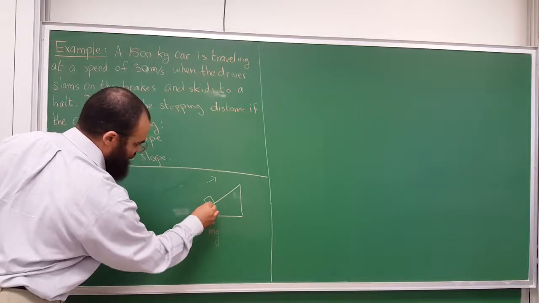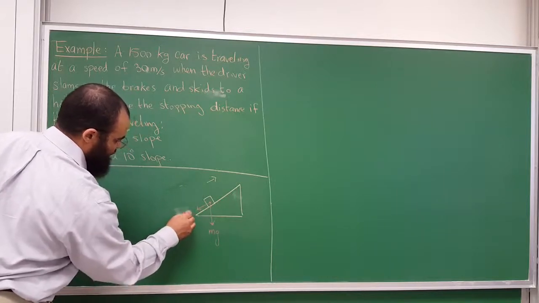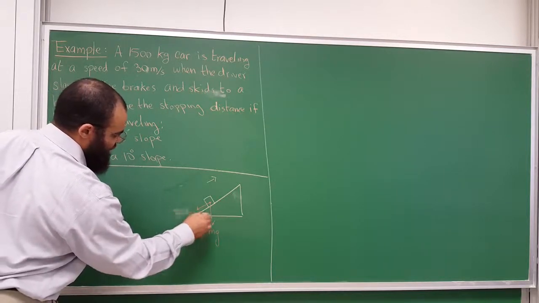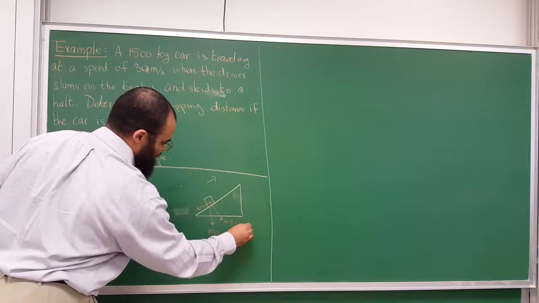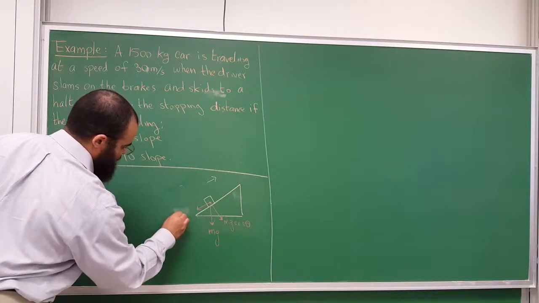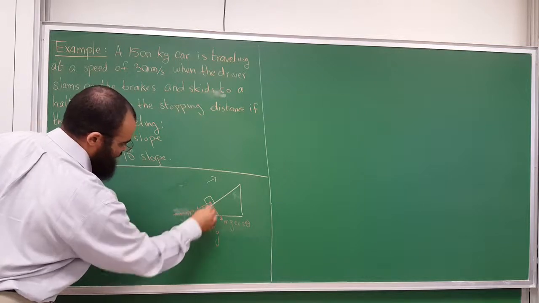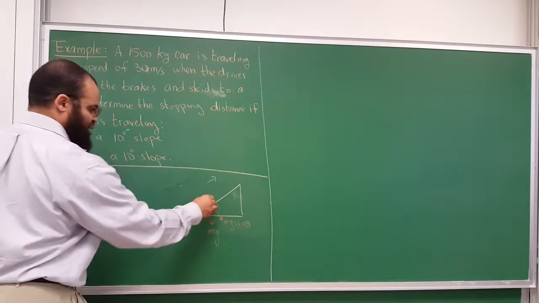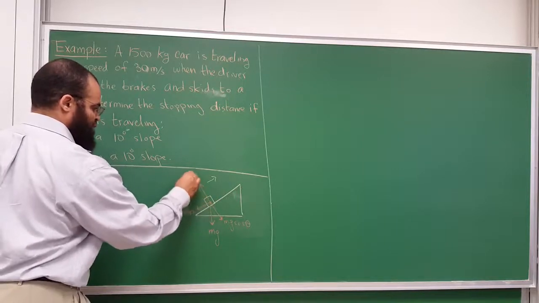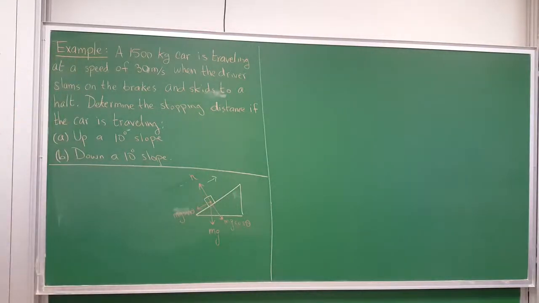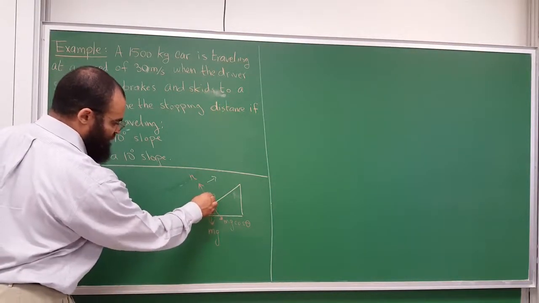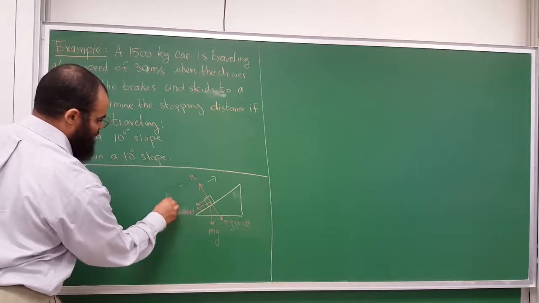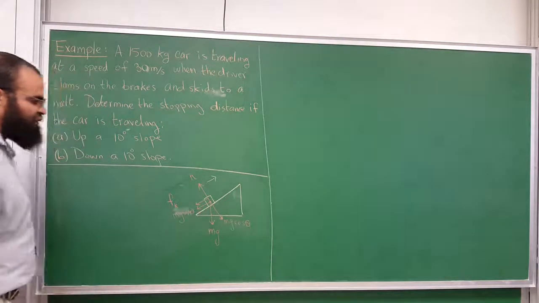And so mg will have 2 components. There will be an mg sine theta this way, and an mg cosine theta. This mg can break down to these 2. And then there is the normal force, as usual. Now, since the car is moving upward and skidding, remember, friction always opposes the motion, so there will be a force of friction in what direction? Always opposes the motion, so it's this way. That's called the force of friction, and in this case it's kinetic friction, because the car is skidding.